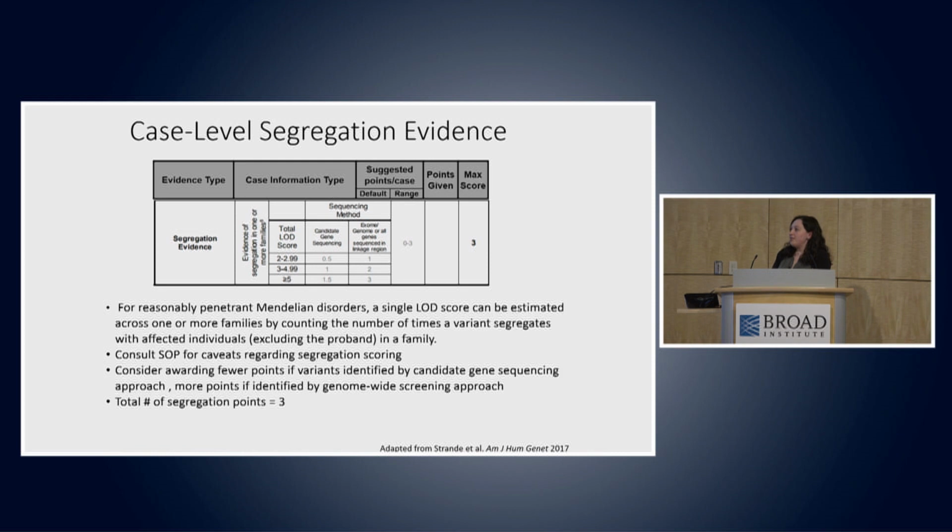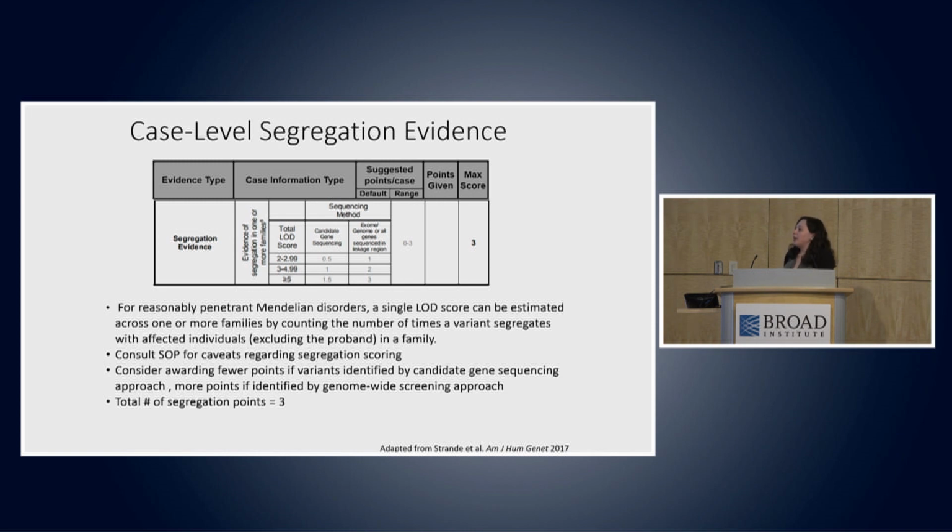So we also have segregation scoring. And this is just a little bit of an overview of segregation scoring. We actually have a quick and dirty way to calculate LOD scores through the ClinGen framework, and I'll show you the calculation that we use. I should mention, if a LOD score is published by the authors, you should definitely use that LOD score, because they're using programs to calculate the LOD scores, and it's a lot better than our rapid estimation of a LOD score.